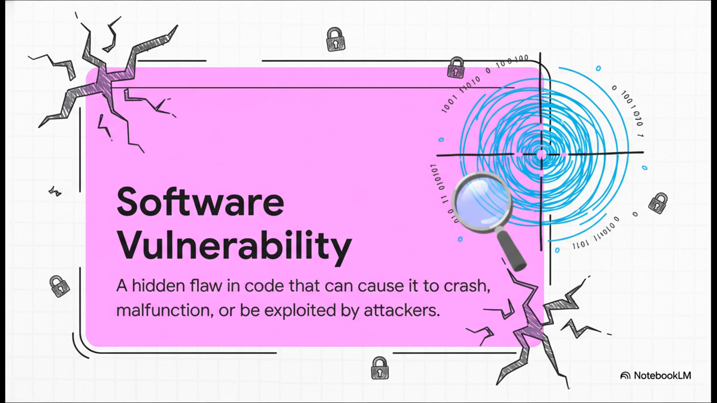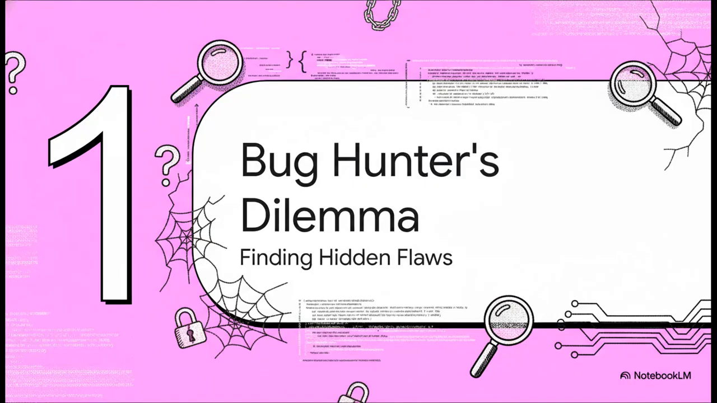The best way to think of them is like tiny cracks in a digital wall. Most of the time, they don't do anything. But if the right person finds one, they can cause a ton of damage. So the real challenge isn't fixing them, it's finding them in the first place. Which brings us right to the bug hunter's dilemma. How in the world do you even start looking for these invisible flaws?